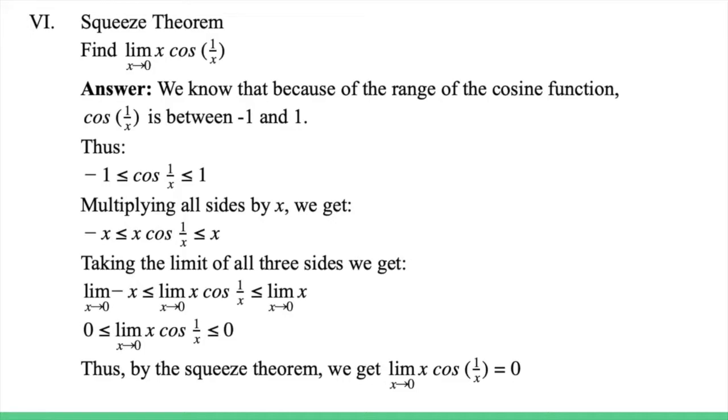Now, we can multiply both sides by x. So you get negative x is less than or equal to x times cosine 1 over x is less than or equal to x. And notice we have our three functions here. We know the domain of x, we know the domain of negative x, and we don't really know the domain of x times cosine 1 over x. However, if we take the limit of all three sides of this inequality, now we know the value of the limit of negative x and x as x approaches 0, which you both know is 0. And since they're the same thing, the function in the middle also has to approach that value by the squeeze theorem. So you know the limit as x approaches 0 of x times cosine 1 over x is 0.